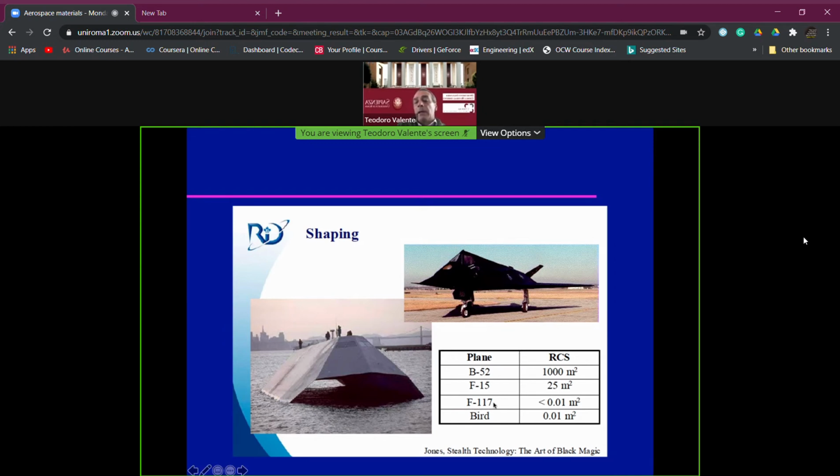F-117, the stealth experience of the US Air Force, you see here that according to the shape and size, and then also materials playing their role, the radar cross-section was decreased from 1,000 square meters, for example of the B-52, to 0.01 square meters. That is a reduction of 10 orders of magnitude, working also on the shape of the plane.